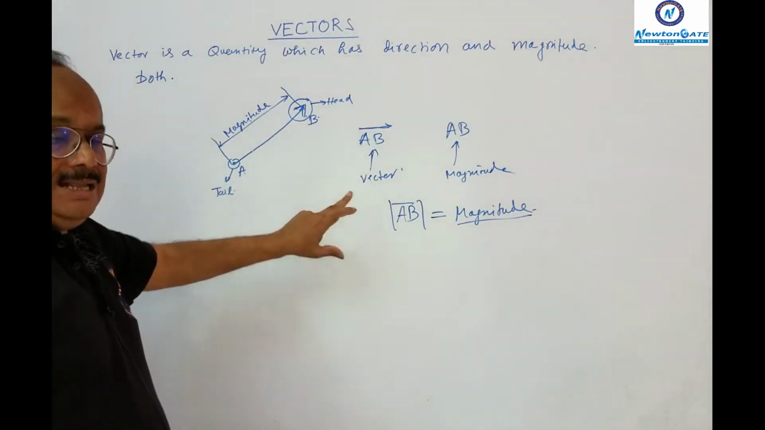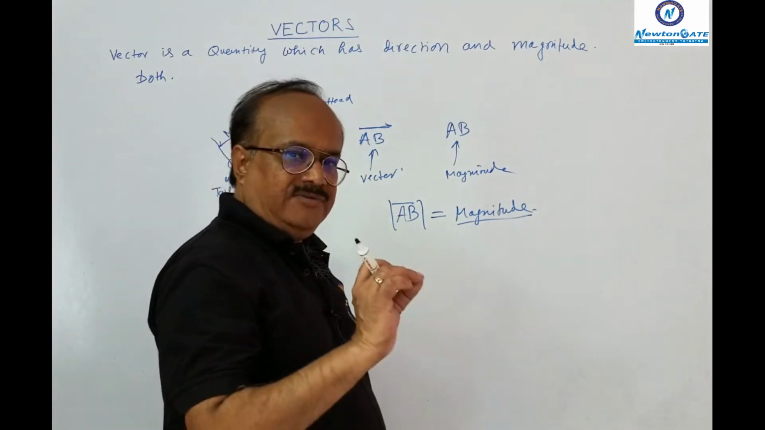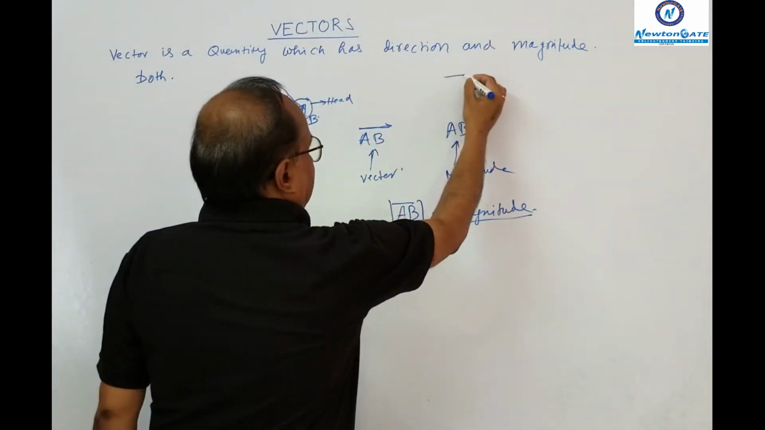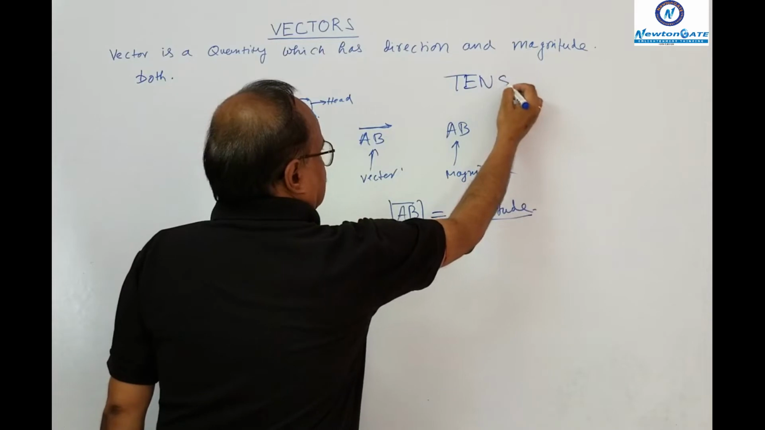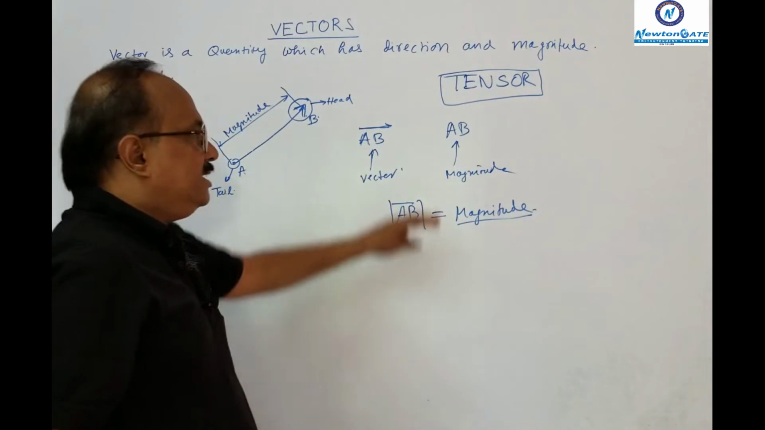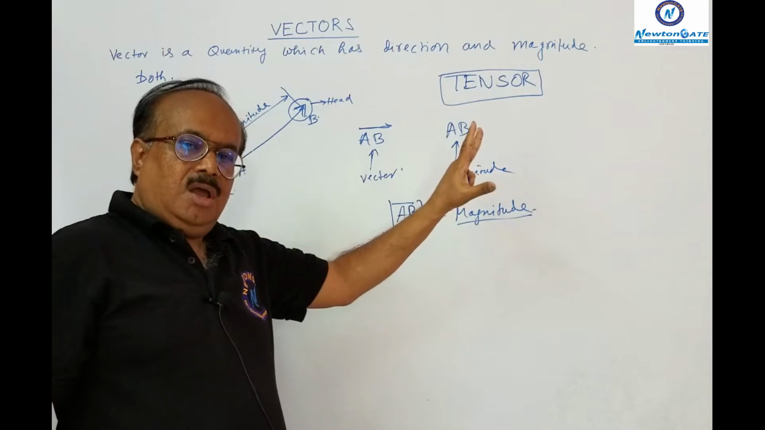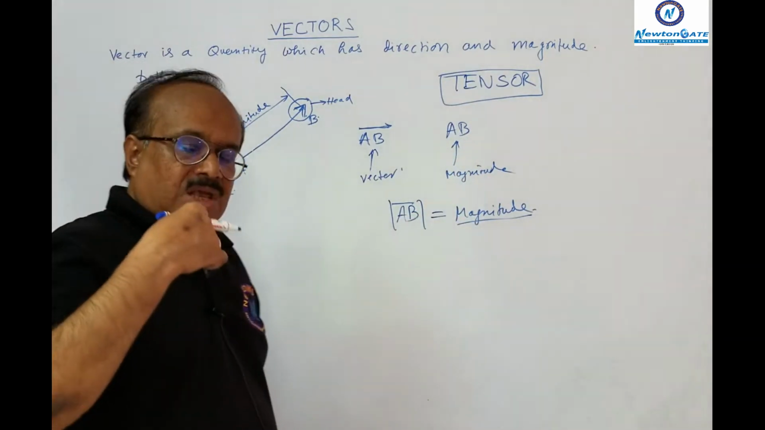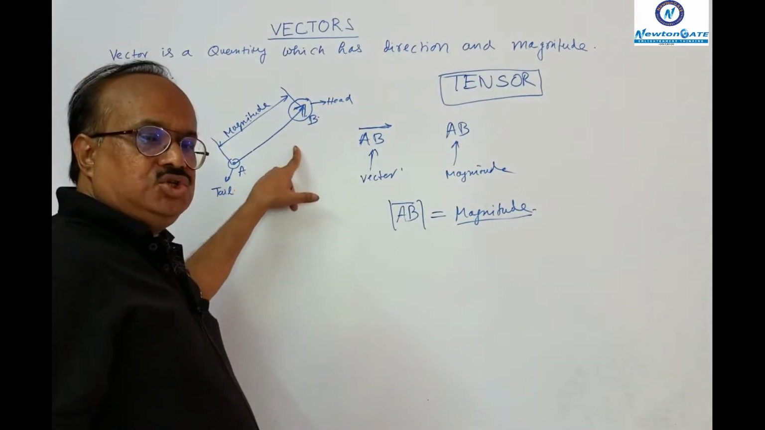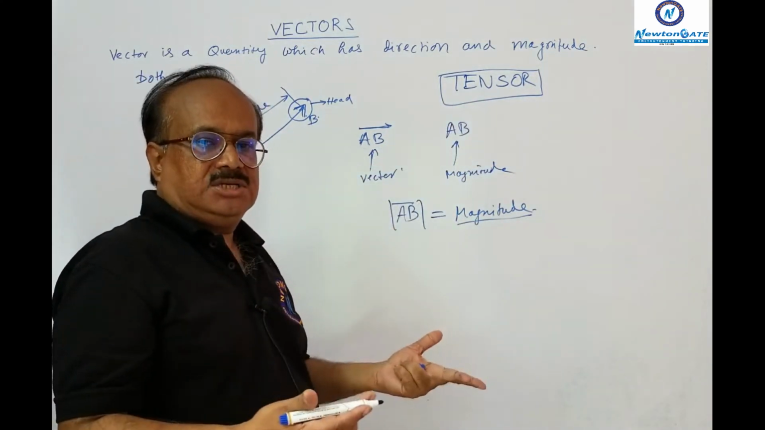Another thing, let me tell you, this does not belong to your syllabus, but it is a little bit advanced. There is another quantity called tensor. Now you will say, sir, what is a tensor basically? A tensor is a quantity which has direction and magnitude, but it can have zero to more than one magnitudes. A vector has one magnitude, one direction, while a tensor can have more than one direction.